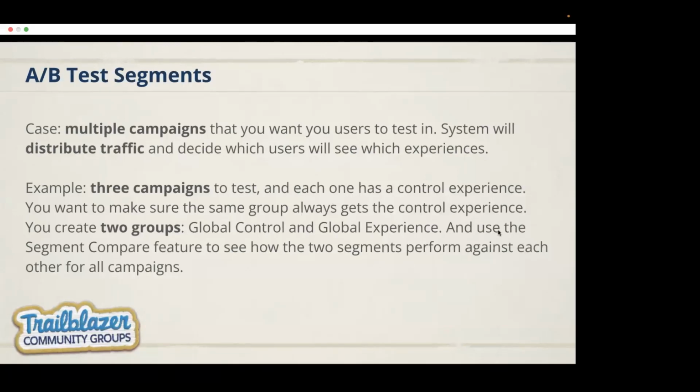And after, you use this segment compare feature to see how the segments perform against each other for all campaigns. So on the campaign setup in the control experience group, you will then use that segment so that they see the control experience content all the time, and for the rest the global experience segment will be used. And then the segment compare feature will give you more insights on how both of the segments perform in relationship to those 3 campaigns.